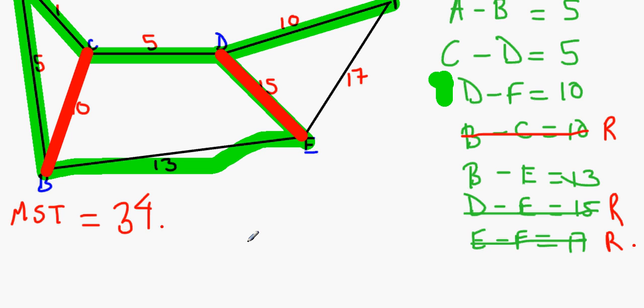And that's it for Kruskal's algorithm. All you just need to remember is that you can start from anywhere, and anything that makes a cycle you reject, and the MST will also be the same number as Prim's. And that's it.